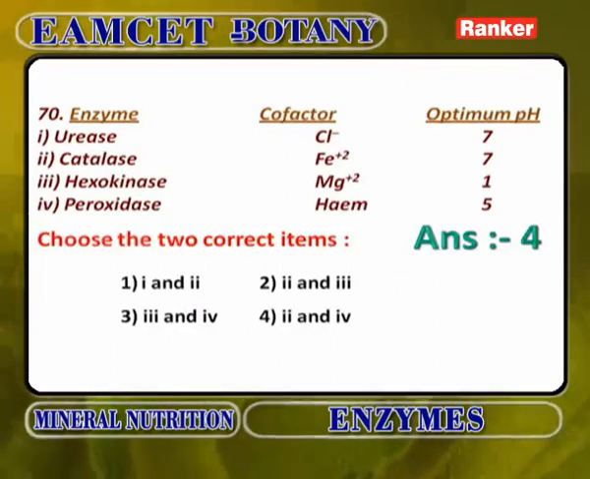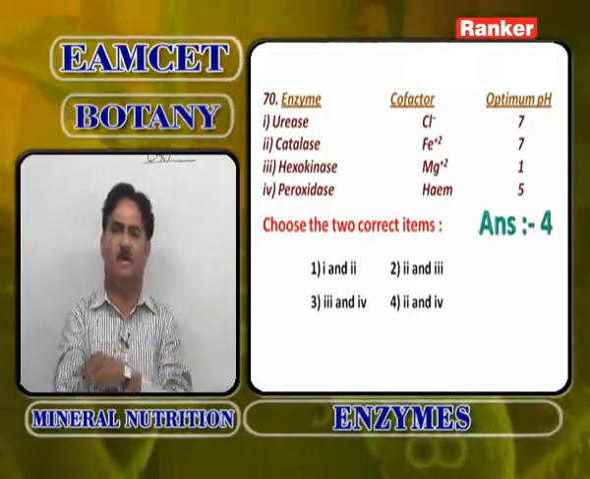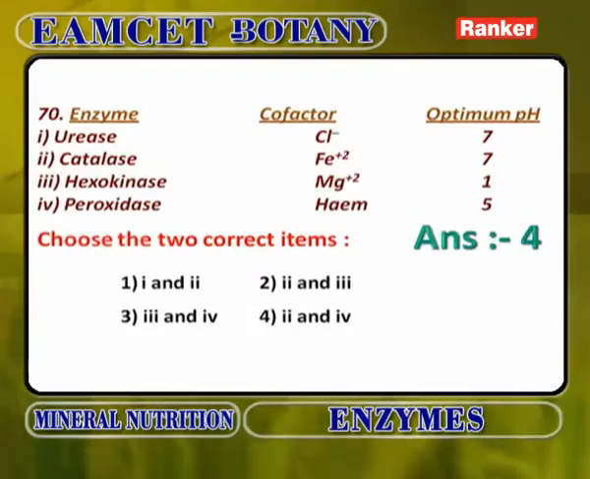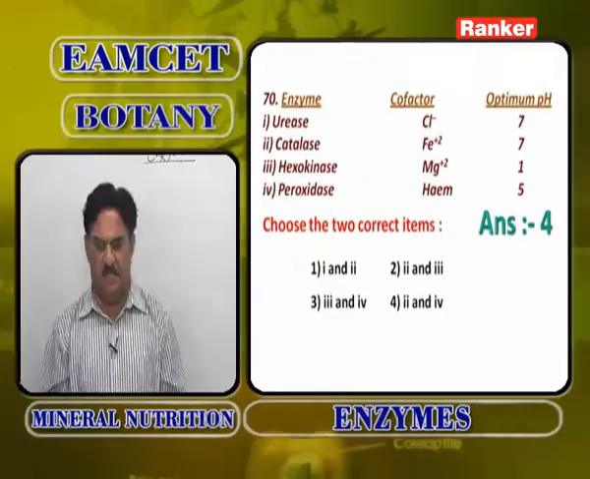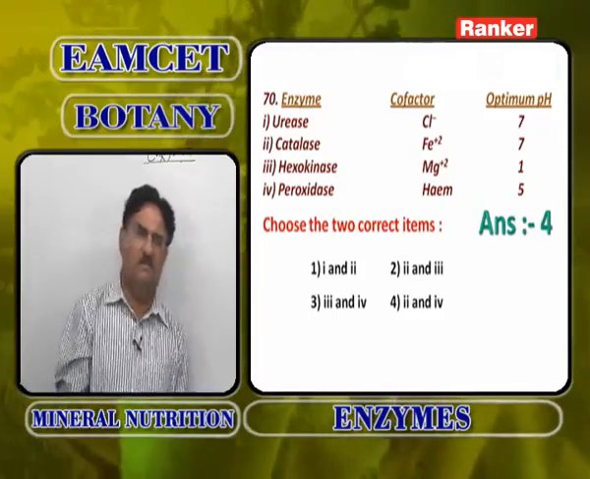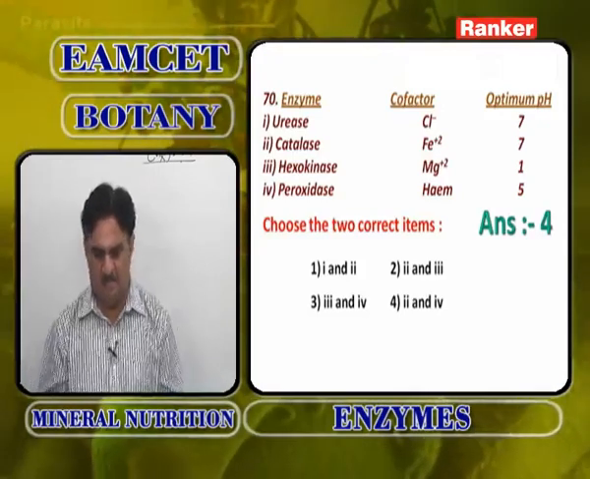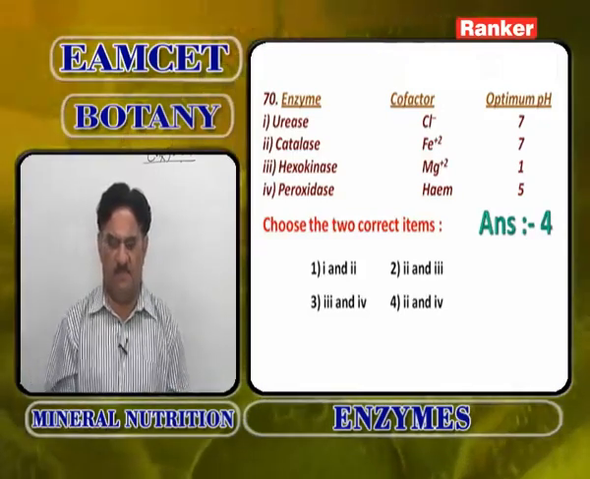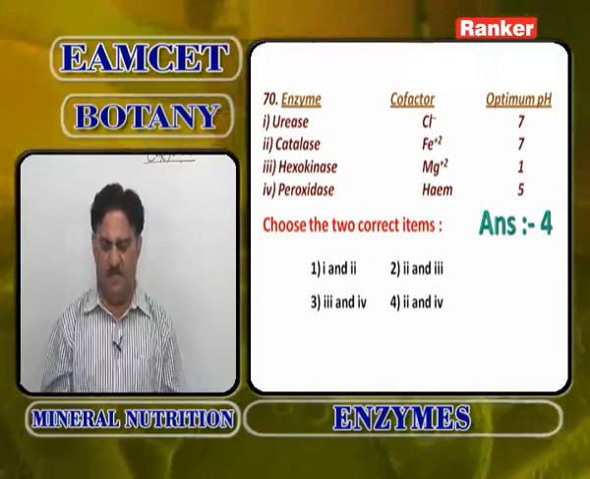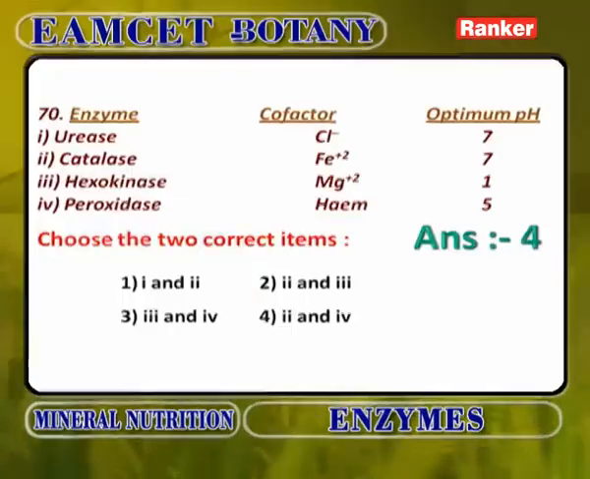Hexokinase, magnesium, 1. The cofactor of hexokinase is magnesium, but its optimum pH of 1 is not given in the syllabus. So it is wrong. Peroxidase, heme moiety and 5. Peroxidase, heme moiety is correct. The heme moiety is there in peroxidase enzyme and its optimum pH is 5. So, answer is 2 and 4. Fourth option, 2 and 4. Next.